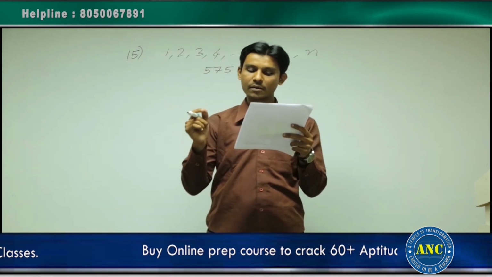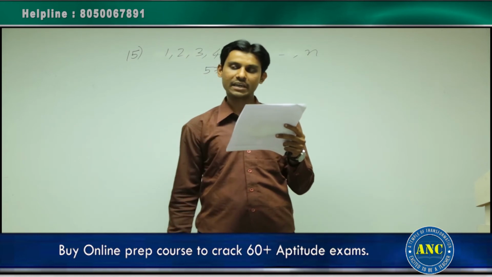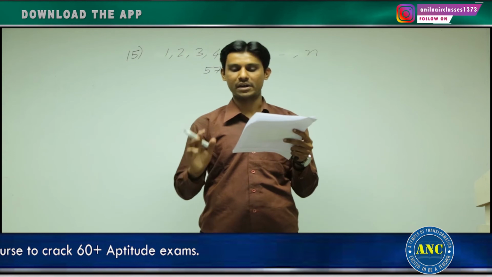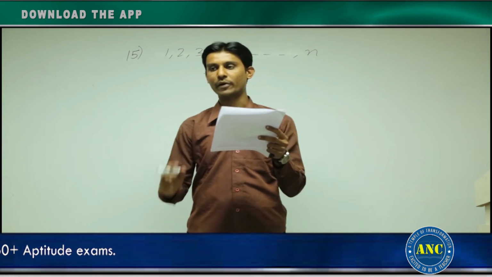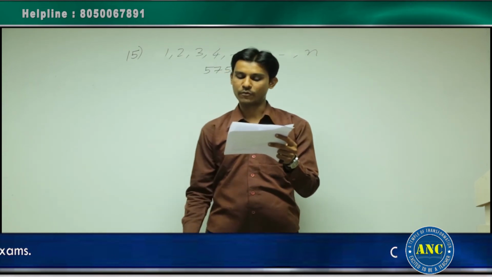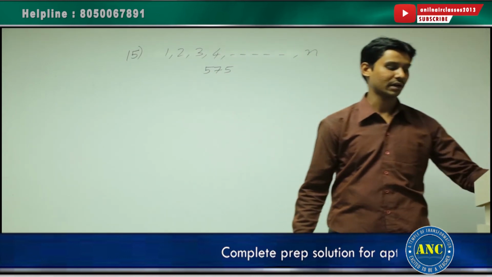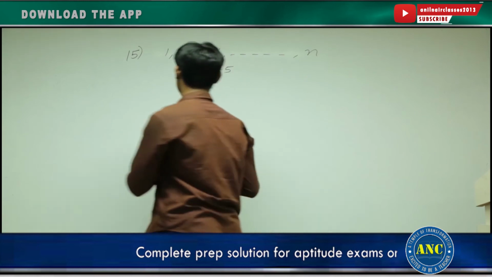All page numbers from a book are added, beginning at page number 1. However, the student forgot to add a page number. The sum obtained was 575. Which page number did he forget to add? How many pages does the book contain? See here, same approach as the previous question.